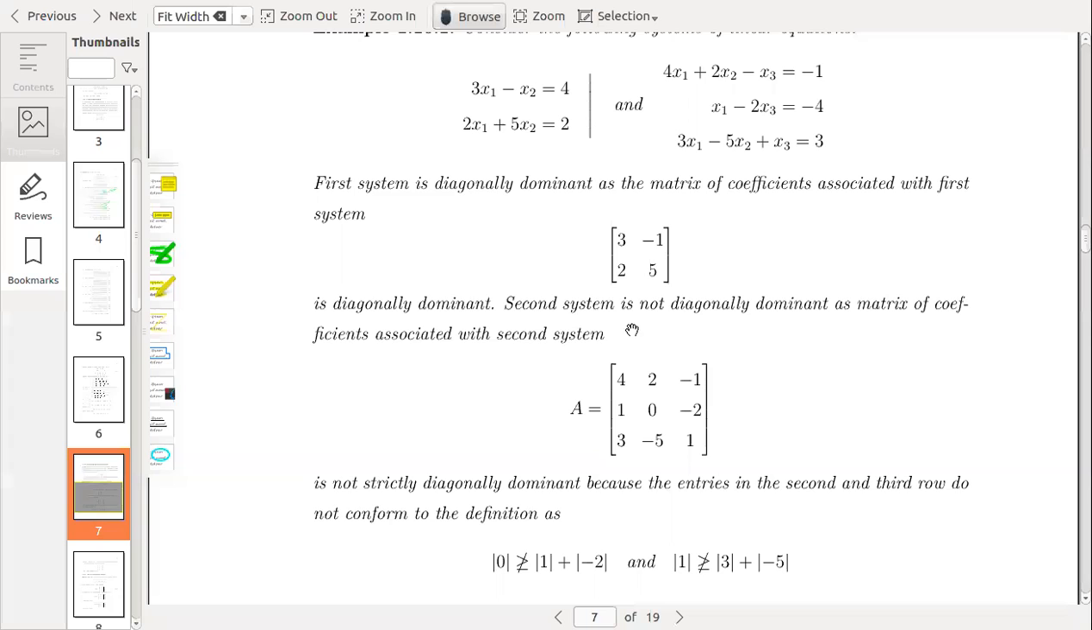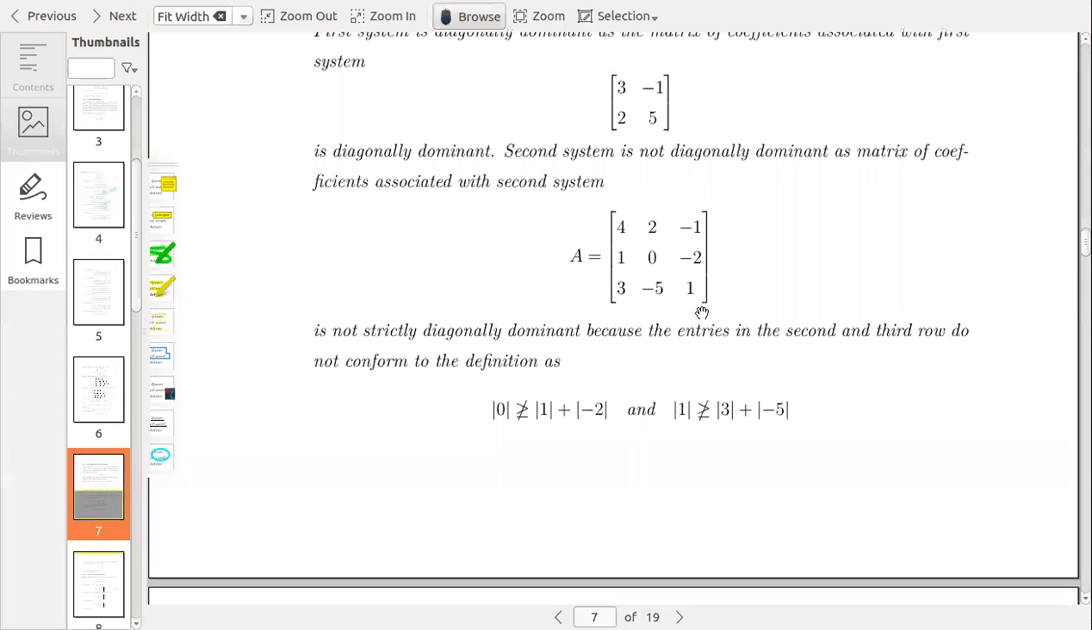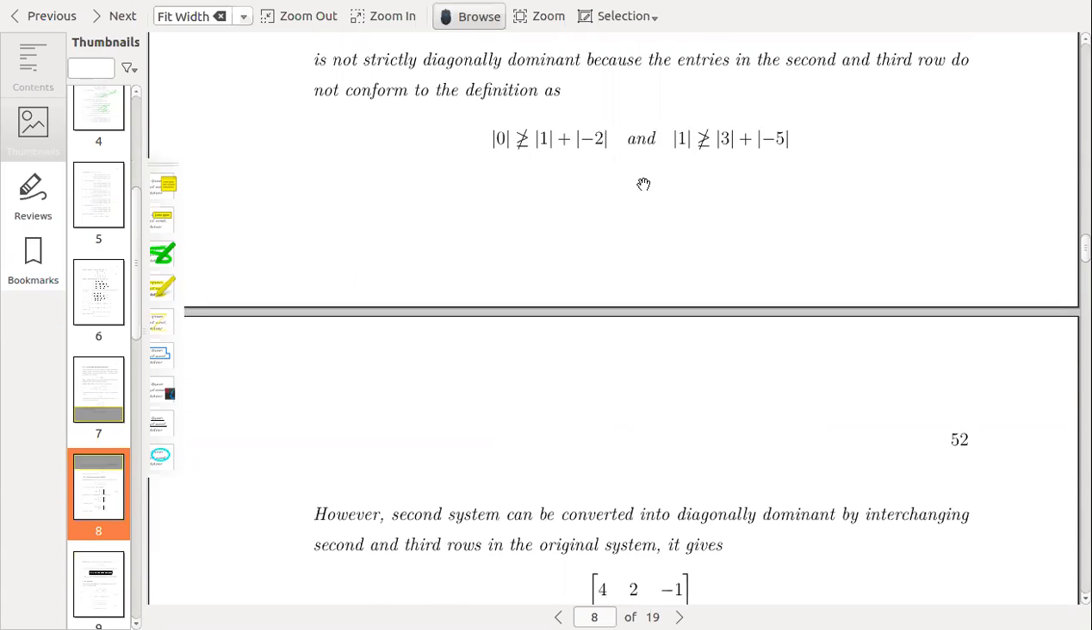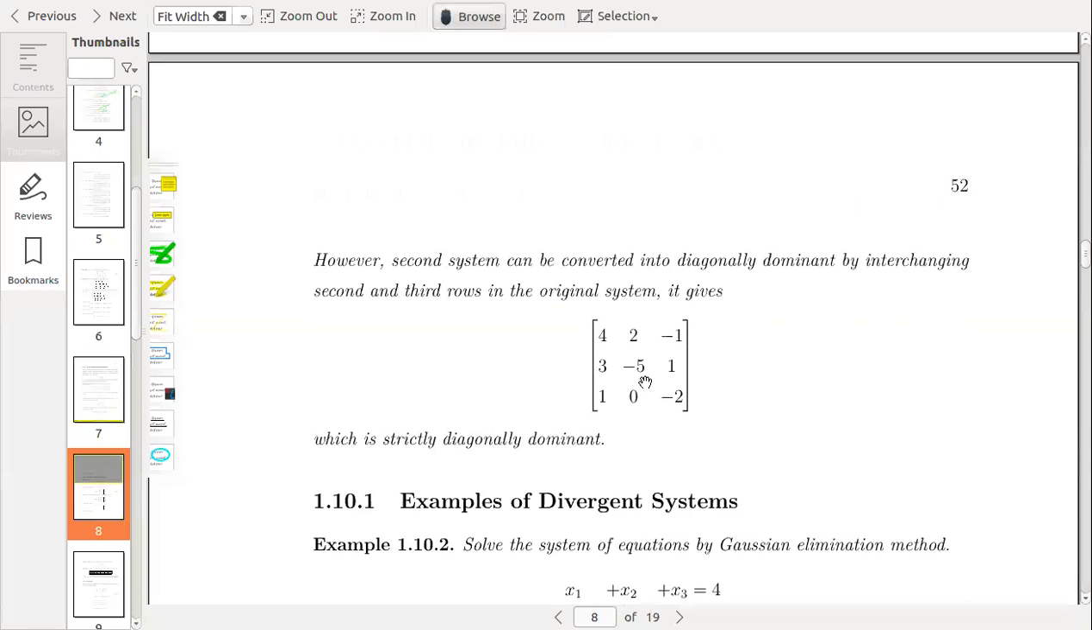So this system is diagonally dominant. The second system is not diagonally dominant, as shown by its matrix of coefficients. So 4 is greater than 2 plus 1, but 0 is not greater than 2 plus 1, and 1 is not greater than 3 plus 5. So that is why this second system is not diagonally dominant.